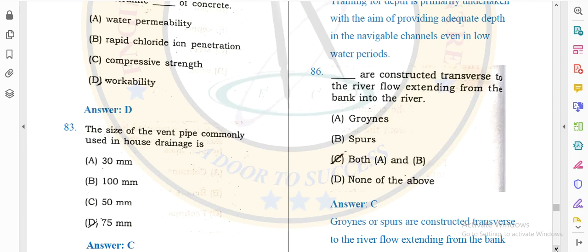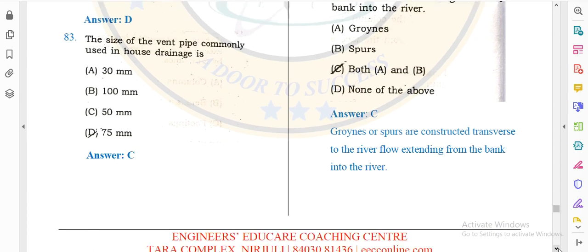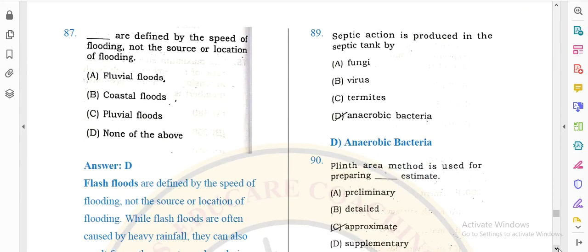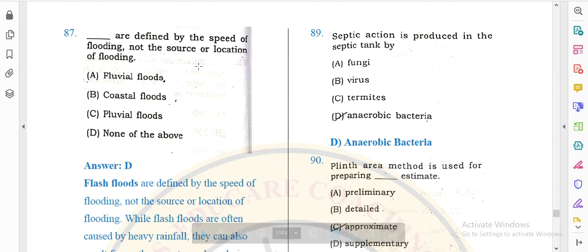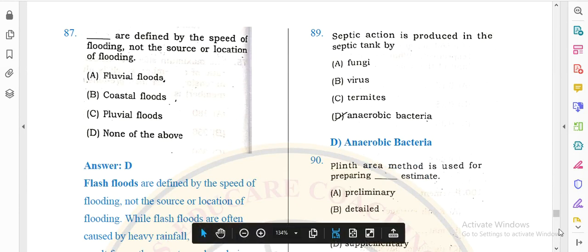Question number 86. Groynes are constructed transverse to the river flow, extending from the bank of the river. So option C, that is both A and B, groynes and spurs, are constructed transverse to the flow, extending from the bank into the river. Next, question number 87. Floods are defined in the speed of flooding, not the source or location of flooding. So option D, that is none of the above, not the fluvial, the coastal, nor the pluvial. Okay.